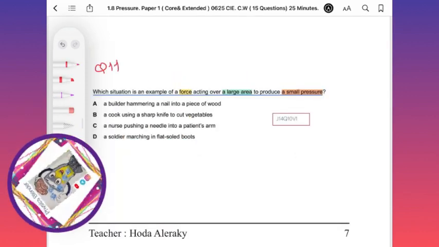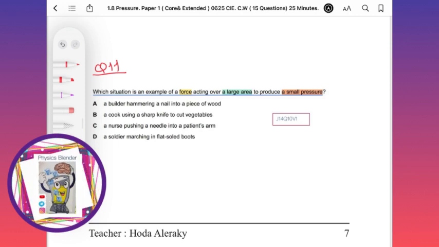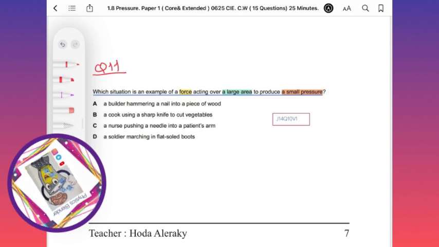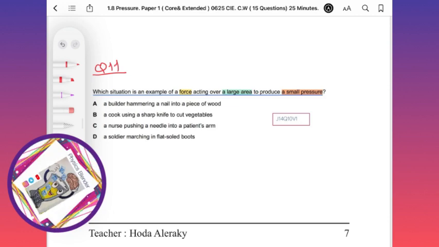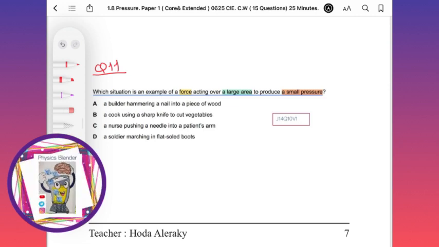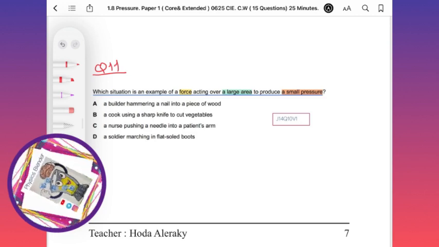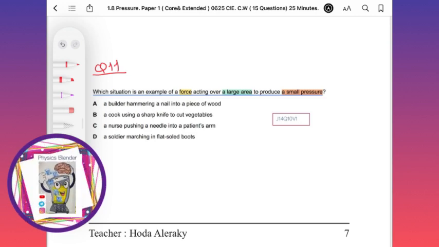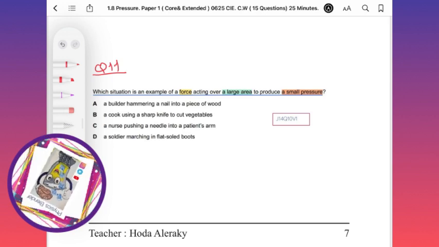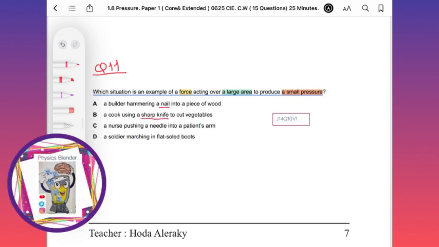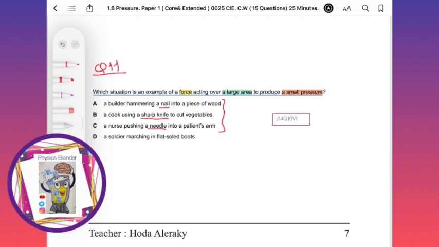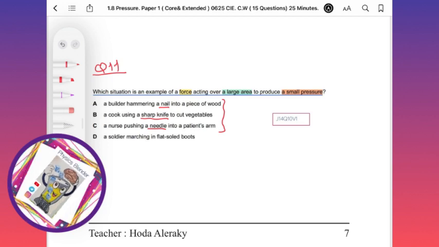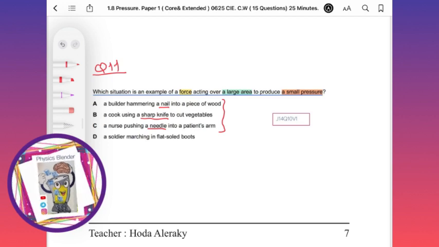Question 11, which situation is an example of force acting over large area to produce small pressure? Large area, large contact area or base area, to produce small pressure. A builder hammering a nail, a cook using a sharp knife, a needle. All these cases are not large area. They are examples of small area.